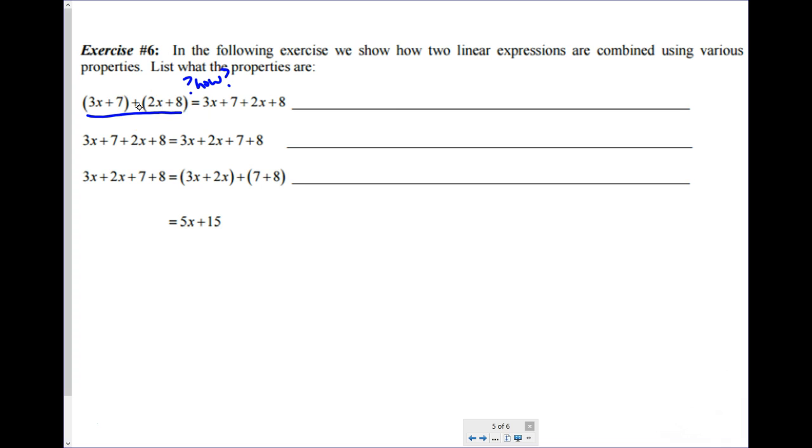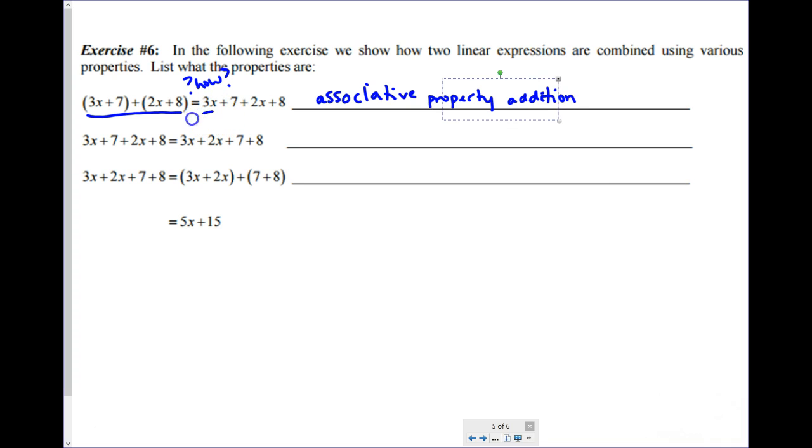And what property do we use to talk about grouping? It's the associative property. And what operation is happening here? Multiplication or addition? It is addition, so we call this the associative property of addition.